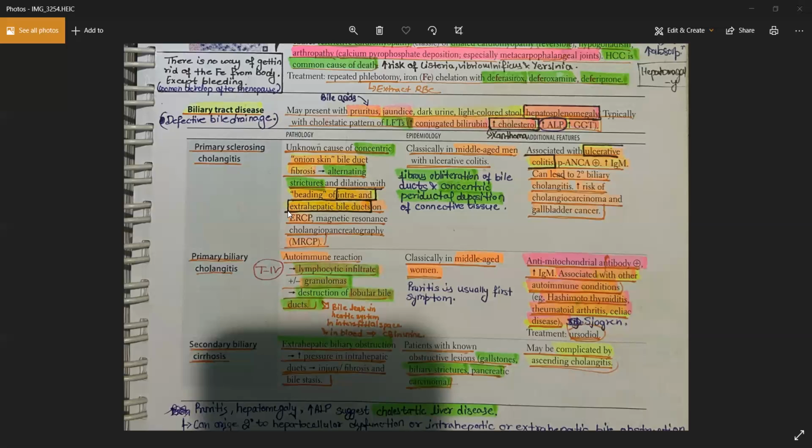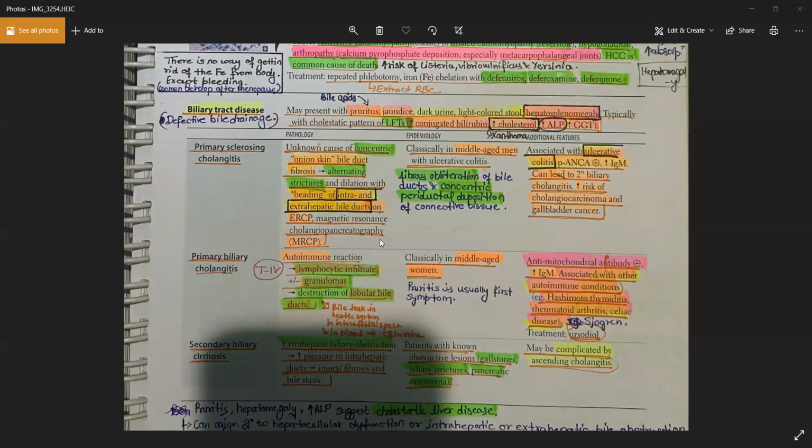So that's about primary sclerosing cholangitis. What is the epidemiology? Please note that for Step 1, this is always going to be a middle-aged man. Whenever you encounter a male patient with the symptoms of obstructive jaundice, along with some kind of damage to the bile duct, that means the patient is having primary sclerosing cholangitis. He cannot have primary biliary cholangitis in case of Step 1.